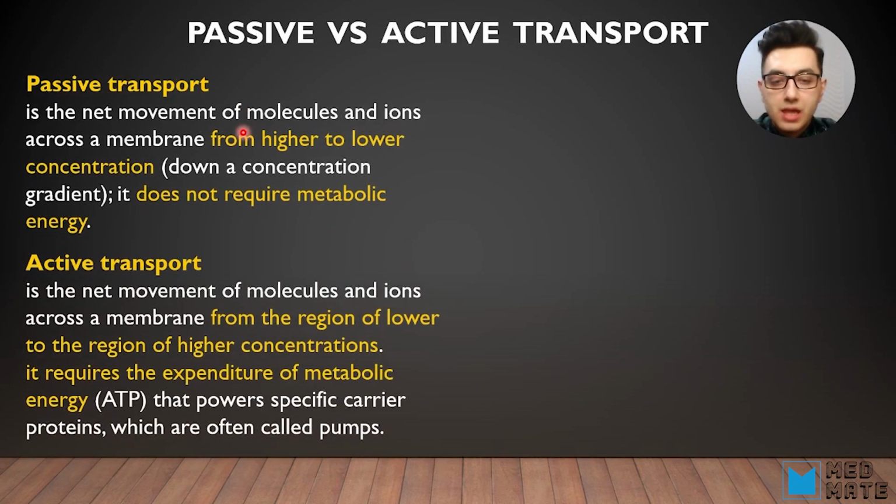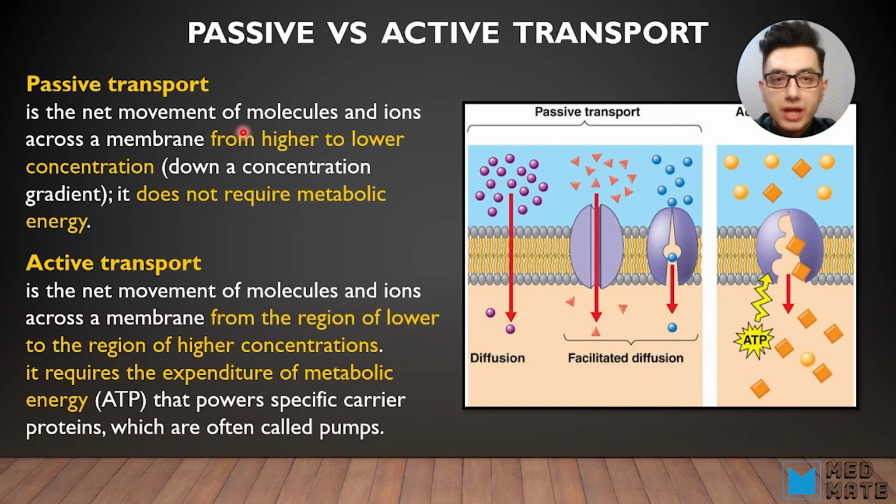Basically, we can divide types of transport based on the energy that they require into two groups: passive and active. Passive transport is the movement of molecules and ions across a membrane from higher to lower concentration. Let's have a look here. Here you see passive transport, and there are a lot of molecules in extracellular fluid and just a little bit of them in intracellular fluid. So the gradient is from extracellular fluid to intracellular fluid.